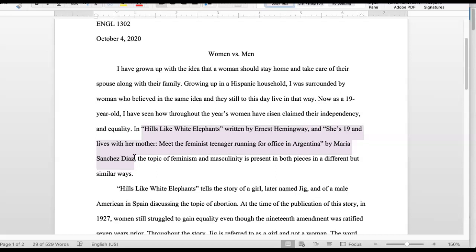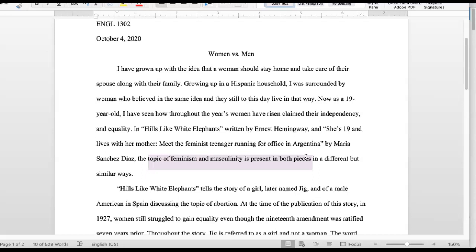Then she talks about the article. She lists the article, and she gives me the full name of the article. It's also in quotations, and the full name of the writer, right? So there's no abbreviations, no anything. Perfect. The second thing she does really well in this thesis is the topic of feminism and masculinity is present in both pieces. She gives me the topic, right? The topic that these two are going to talk about is feminism and masculinity.